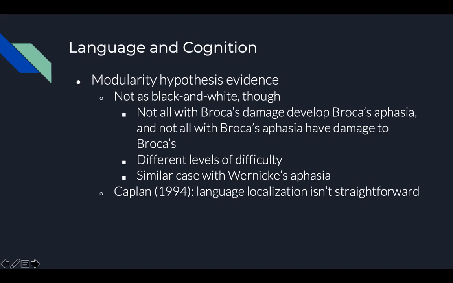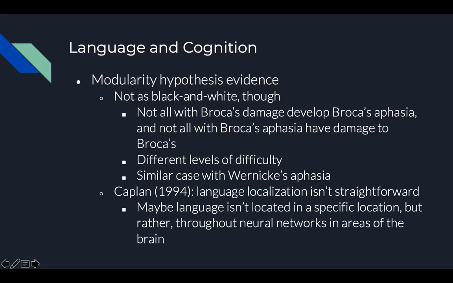So going back to that Kaplan study, he concluded that the localization of specific language processing, tying that to particular brain regions, actually isn't as straightforward as we'd like to think. One idea that he put forth is that maybe language processes don't necessarily have a specific location in the brain. So perhaps it's not the case that being able to produce language, quote unquote, lives in Broca's area, and understanding language lives in Wernicke's area. Rather, our language abilities may be distributed across several brain regions in the form of neural networks.